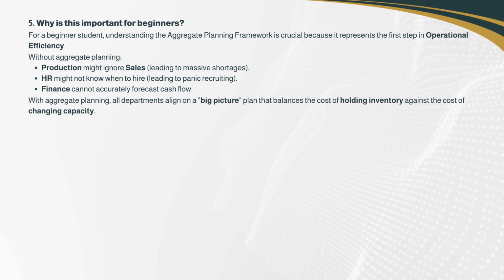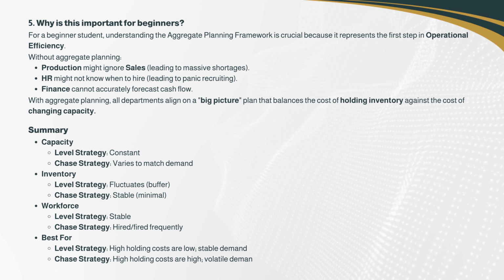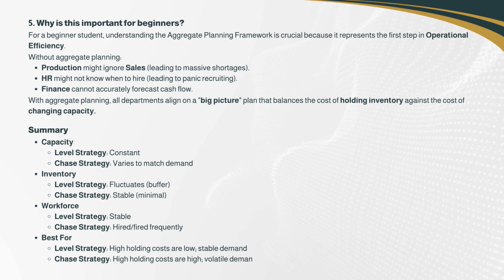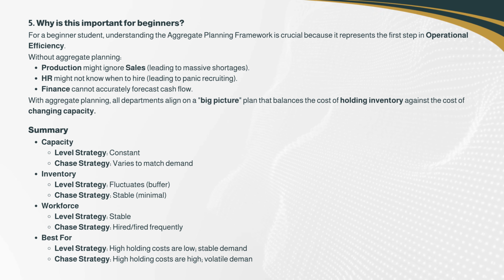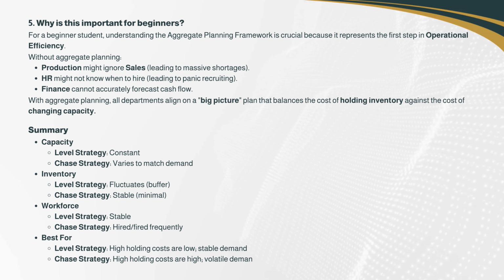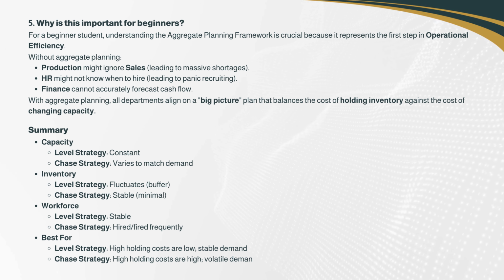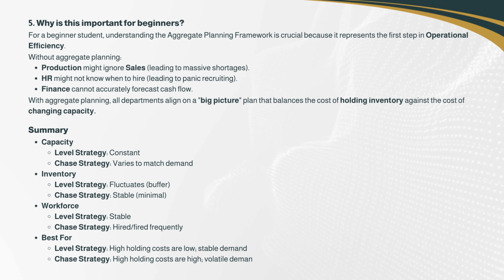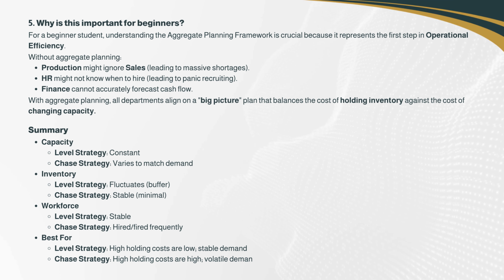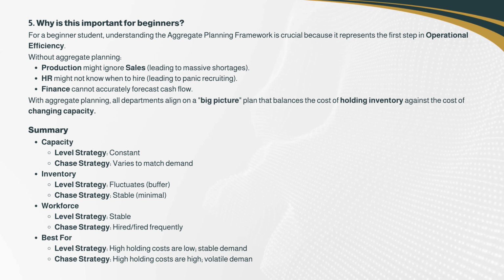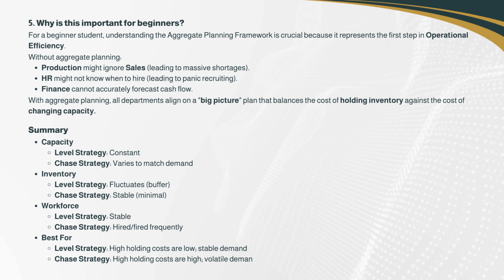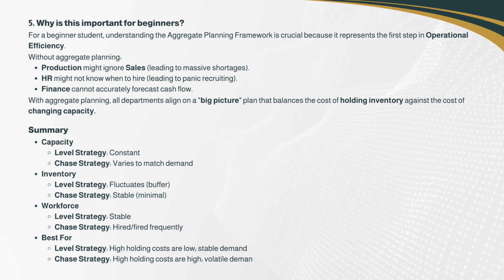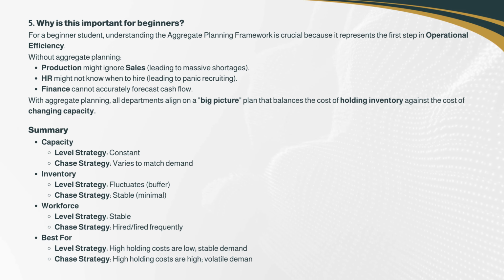cost of changing capacity. Summary. Capacity: level strategy, constant; chase strategy, varies to match demand. Inventory: level strategy, fluctuates, buffer; chase strategy, stable, minimal. Workforce: level strategy, stable; chase strategy, hired, fired frequently. Best for level strategy: holding costs are low, stable demand. Chase strategy: holding costs are high, volatile demand.